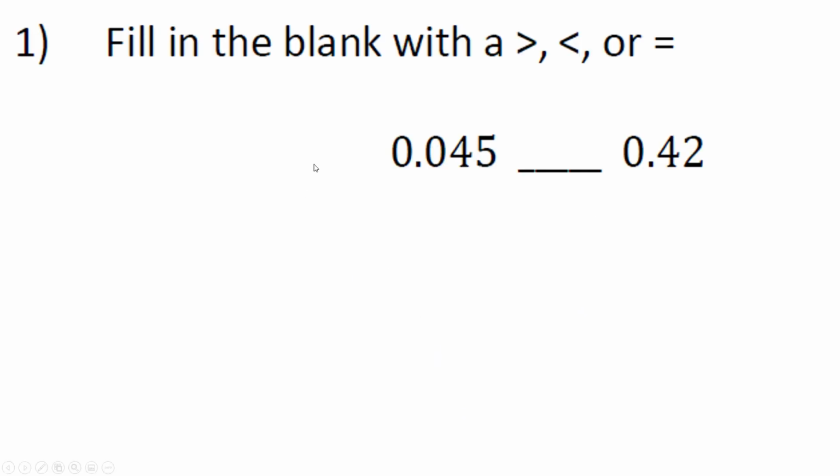All right, the first one we're doing is comparing these two decimals. Fill in the blank with a greater than, less than, or equal to. So we have 45 thousandths, 42 hundredths. We need to compare them. Well, looking at the whole number, 0, 0, we can't make any decisions. But when looking at the tenths place, 0 is smaller than 4. So therefore, it's going to be a less than symbol.